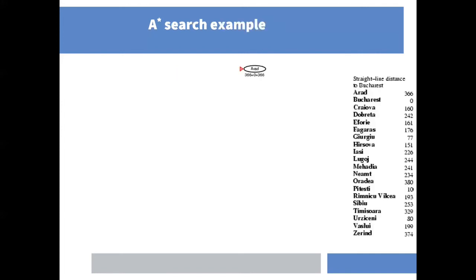So let's go back to our Arad to Bucharest problem again. So now we are going to use the A-star search algorithm, wherein f of n, or the evaluation function, is g of n plus h of n. So here you'll see that the initial state is Arad, and of course g of n is 0 plus the h of n, which is 366.